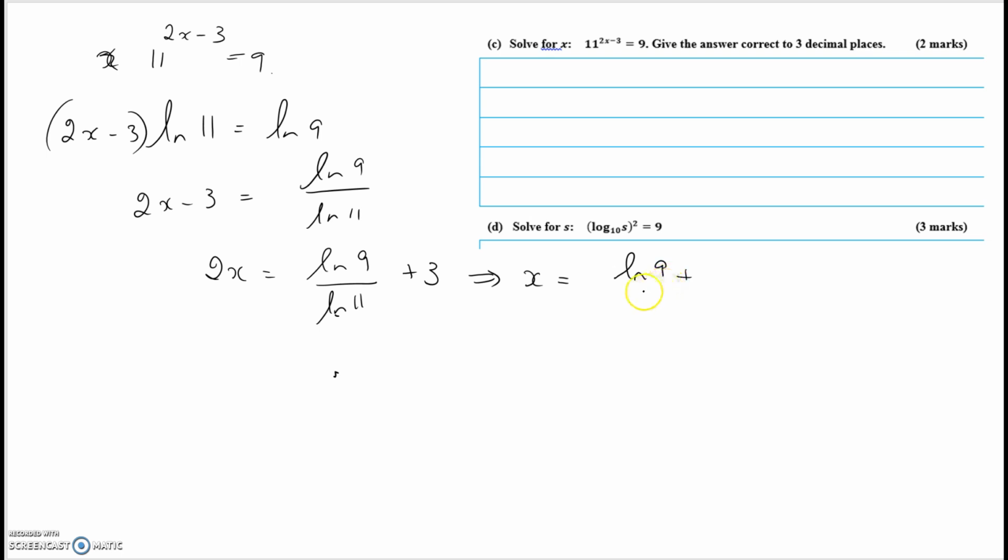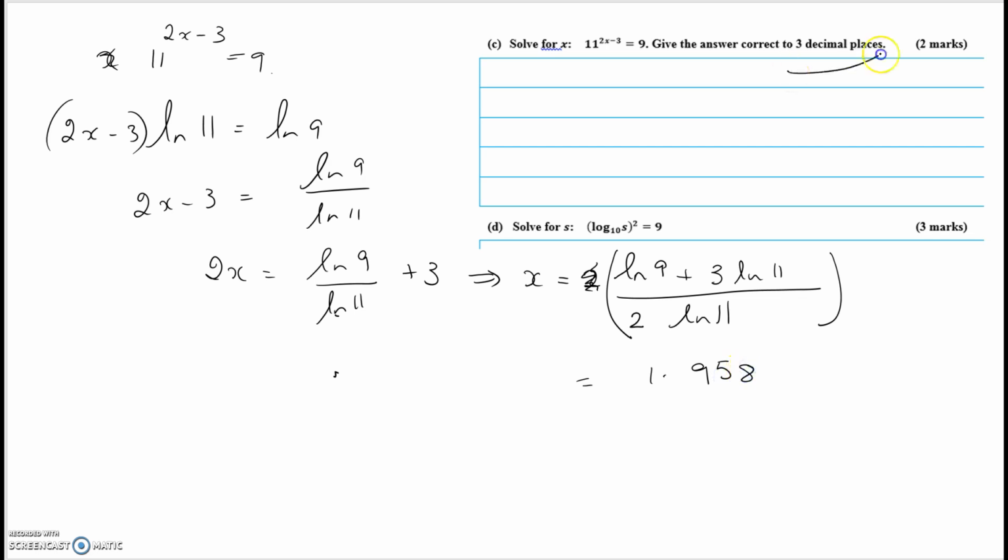Now, we want it to be all over natural log 11, probably is the easiest thing to do. So 2 goes on the bottom. Let's make natural log 11 our denominator. Okay, so 3 needs to be over natural log 11, so just multiply it by that, just to get it all in the one place. It doesn't overly matter if you don't, and so our final answer would be 1.958.